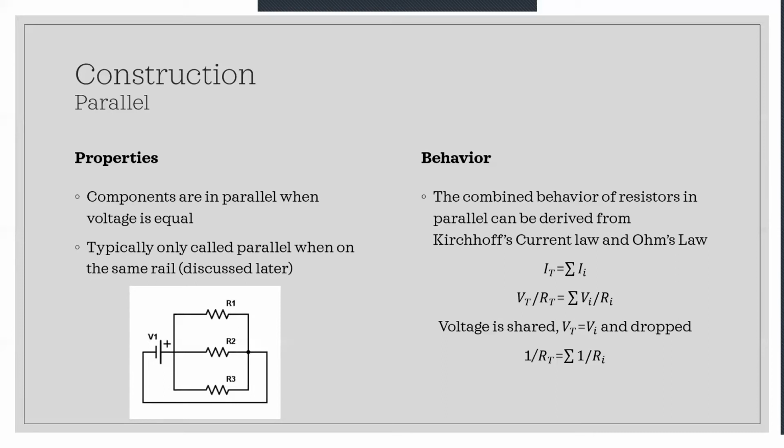So to sum up these methods of construction, series construction means that current is the same across all components in series with each other, and parallel construction means that voltage is the same across all components in parallel with each other.